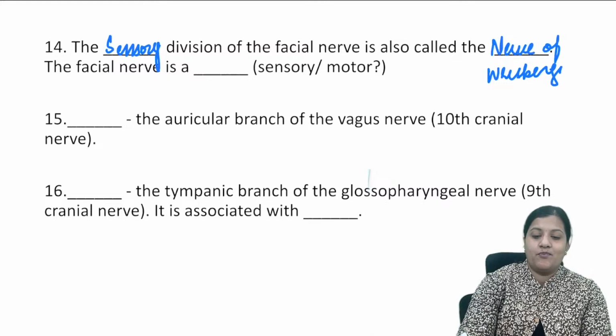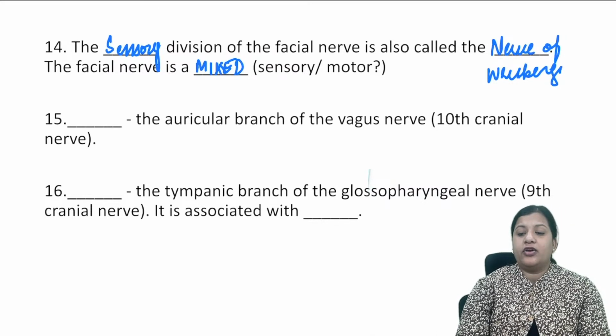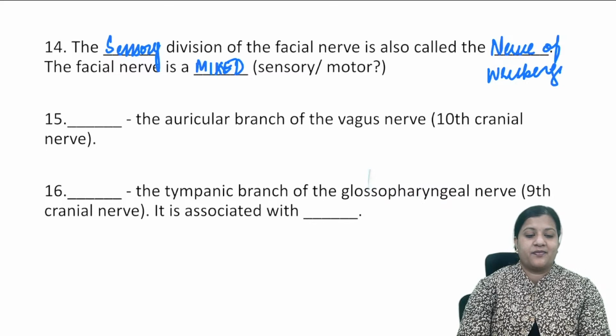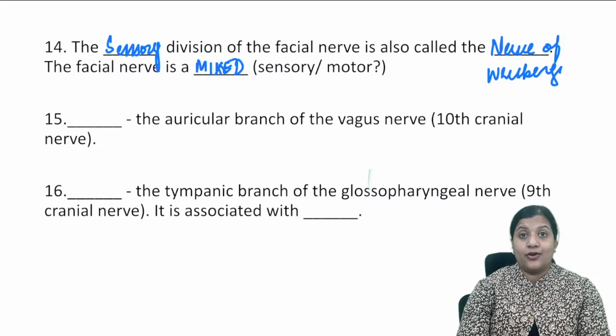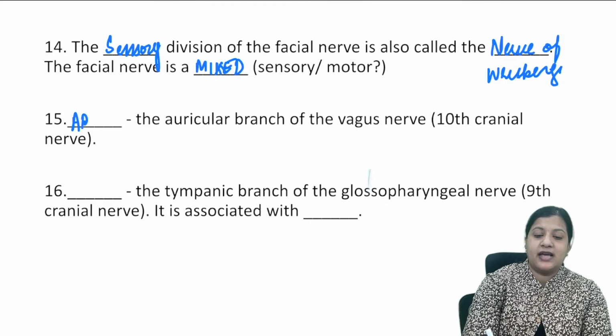Yes, it is a mixed nerve. The auricular branch of the vagus nerve is also called as? What is the name of this nerve? The auricular branch of the vagus nerve is called as? Where you see cough reflex, syncopal reaction happening, what is that nerve called as? Yes, this is called as Arnold's nerve.